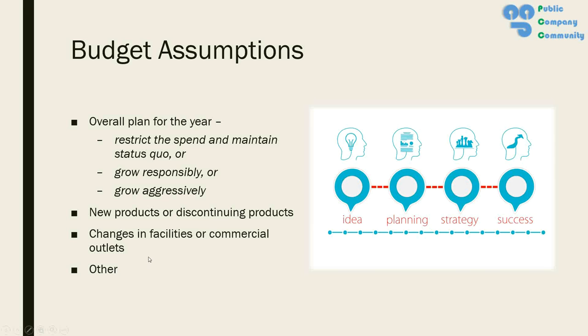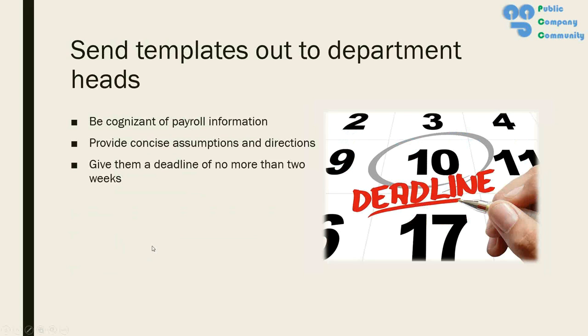So the next step in our process is to send the templates out to the department heads. One thing that you really need to be careful of is you need to be very cognizant of the payroll information that is contained in these budget templates. Now, if you're using Host Analytics or Adaptive Insights, there are specific permissions that you set for the different people that can view the budgets, and you can make payroll data visible or invisible to certain people, and then they can still see all of the other costs, just not the payroll information.